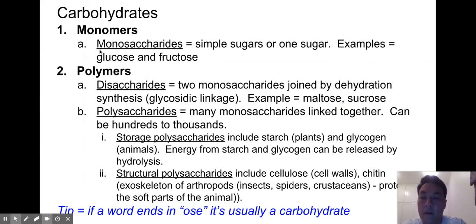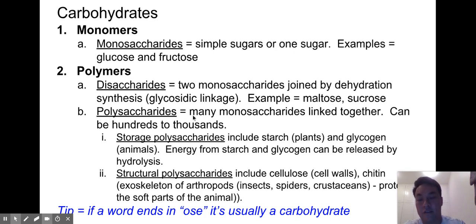Okay, so a little more in-depth notes. Mono means one, saccharide means sugar, so one sugar. These would be simple sugars or the building blocks. Whatever is a monomer is the building block. Poly means many, so this is when a bunch of them are joined together. So a disaccharide means two sugars, or two monosaccharides linked together by a process called dehydration synthesis. Just like it sounds, dehydration means to take out water and synthesis means to put together. We have a fancy name for that called glycosidic linkages. All right, and so an example of this would be maltose and sucrose.